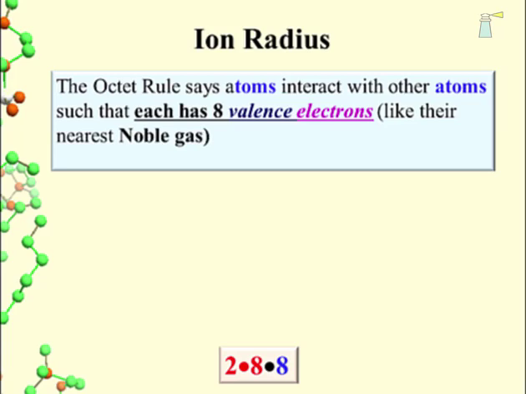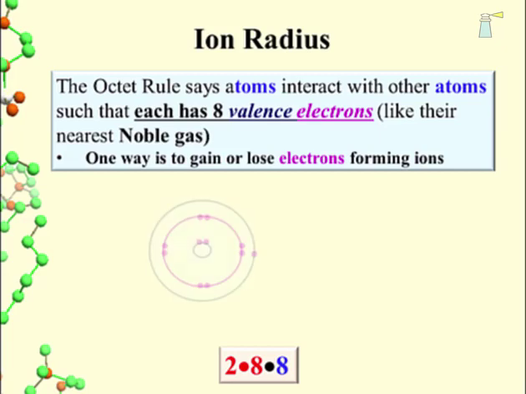The pattern of the first 3 shells is 2, 8, 8. Appropriate to this discussion, one way to obtain an octet is to gain or lose electrons, forming ions. We're going to revisit the model of the transfer of an electron between atoms, but in the context of ionization energy, electron affinity, and the octet rule.